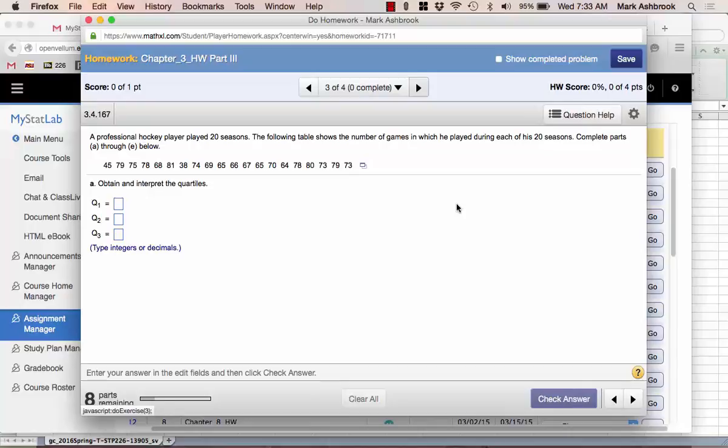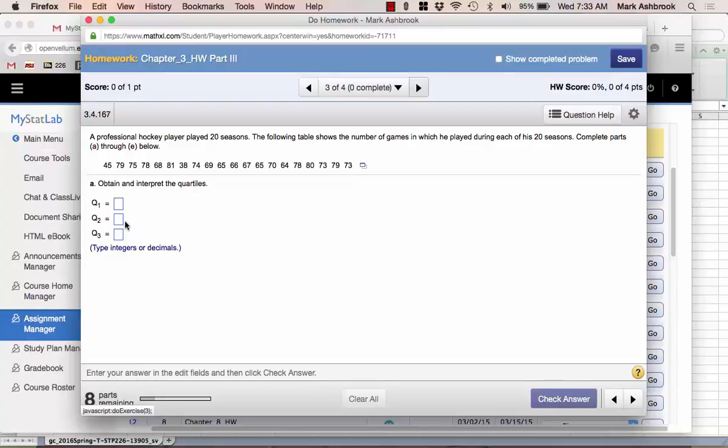Okay, so there are several parts here. Let's work through it. This is a professional hockey player, 20 seasons, and the number of games in which he played. So we're looking at how many games a hockey player played over 20 seasons. And they first want the quartiles. This is part of the 5-number summary.